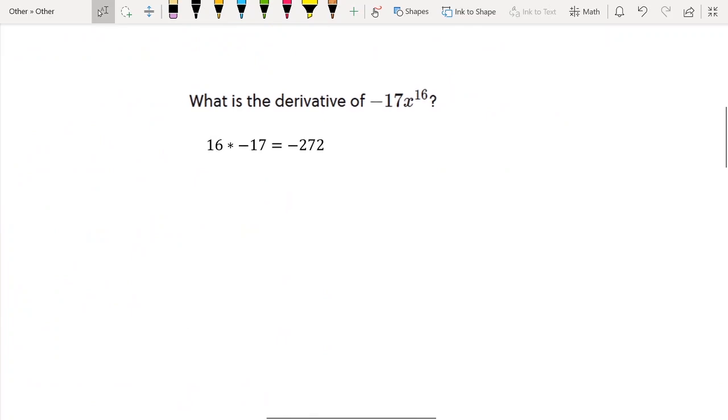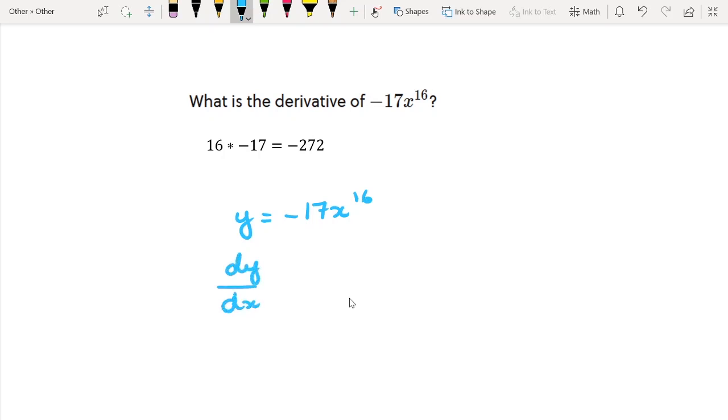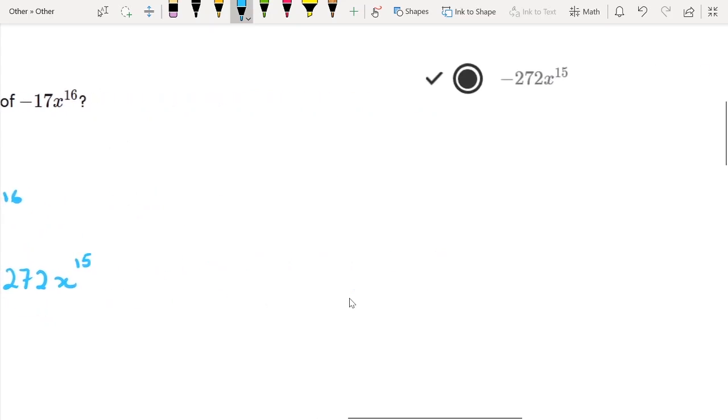Move on to the second question. What's the derivative of minus 17x to the 16? This is quite simple. I'll write y equals minus 17x to the 16. Then I'll write dy by dx. Just note here that I could also have written f of x equals, and then f prime of x equals. They're the same thing. So when I'm differentiating, I multiply by the power, minus 17 times 16, which is minus 272, and then reduce the power by 1 to get 15. Check the answer, it's correct.